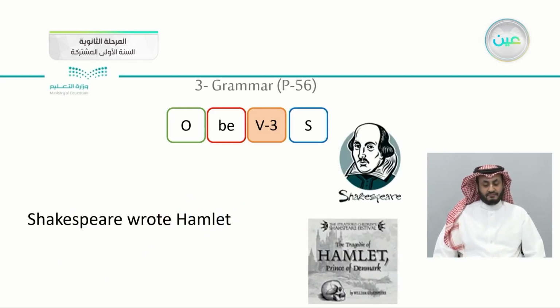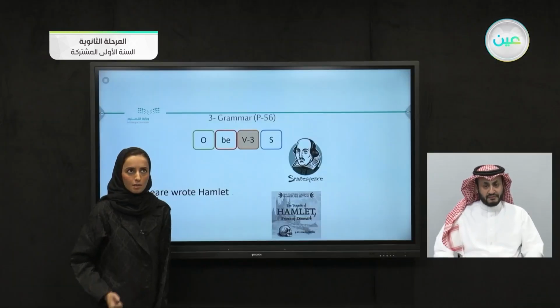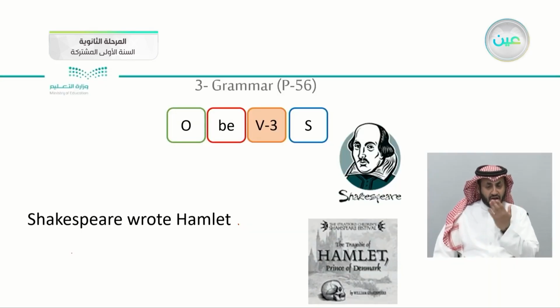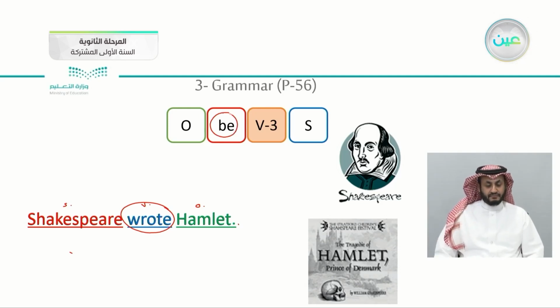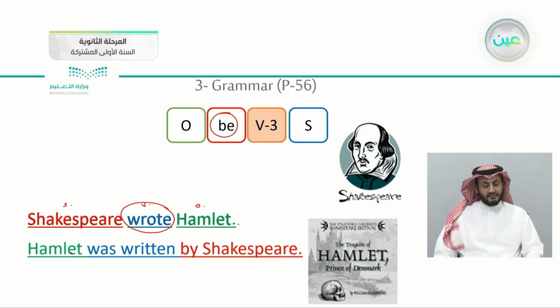One more in here. Shakespeare wrote Hamlet. A sentence as well. Let's say subject, verb, and object. Shakespeare is the subject, wrote is the verb, and object Hamlet. Wrote. Which tense is it? Present, past, or future? It is in the past. Wrote. So it will affect the verb to be in here. We will say that Hamlet was written by Shakespeare. Notice the was here because we have wrote.